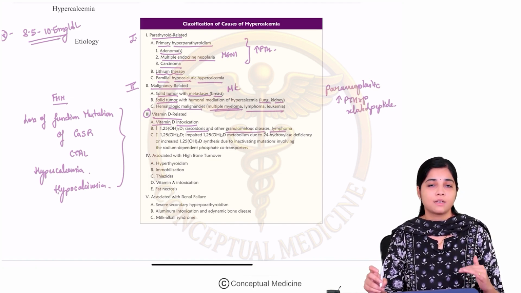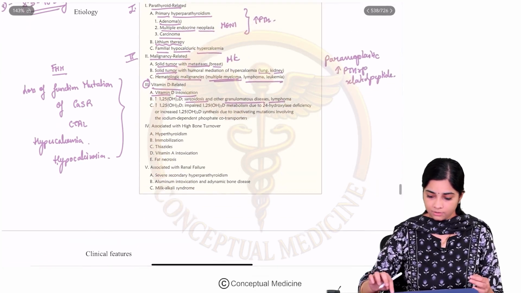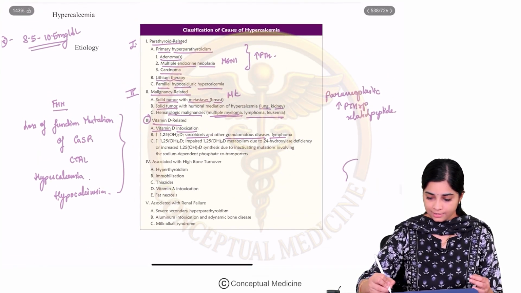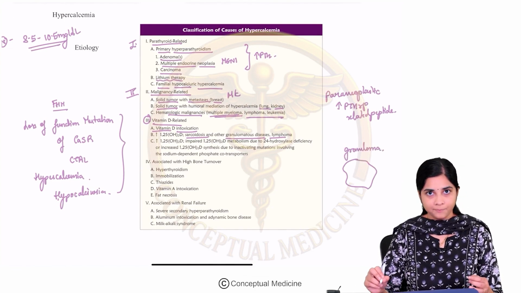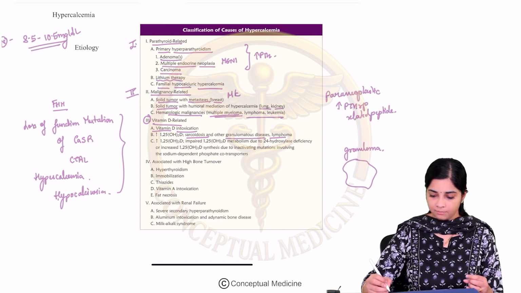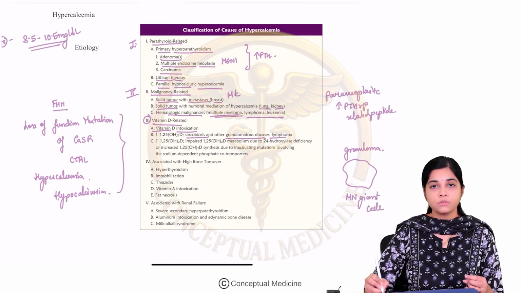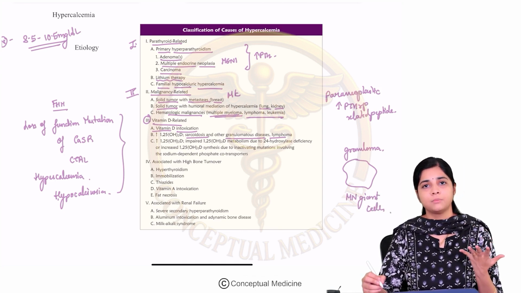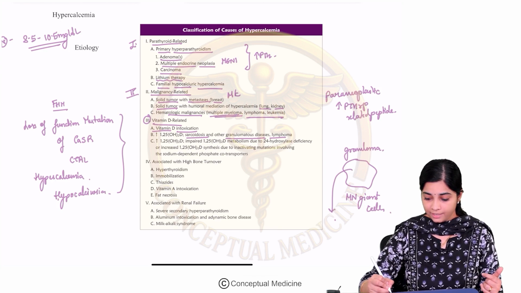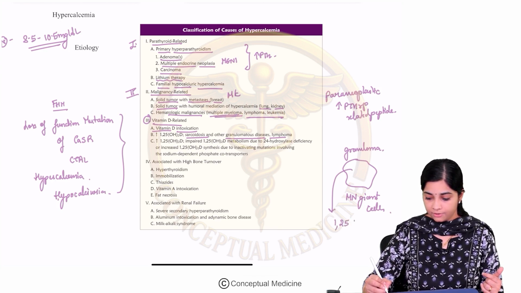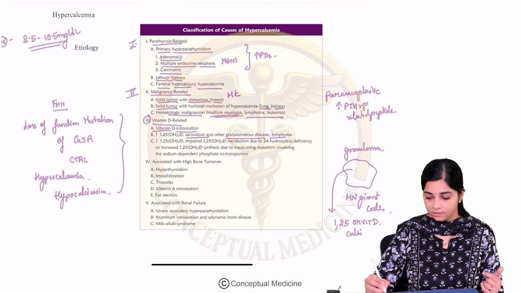So what happens in sarcoidosis and other granulomatous conditions? In these conditions there is formation of a granuloma, right? The granuloma comprises multiple multinucleated giant cells. So in conditions where there are multiple granulomas, like sarcoidosis, these granulomas in themselves can produce 1,25 hydroxy vitamin D. This is nothing but your calcitriol.